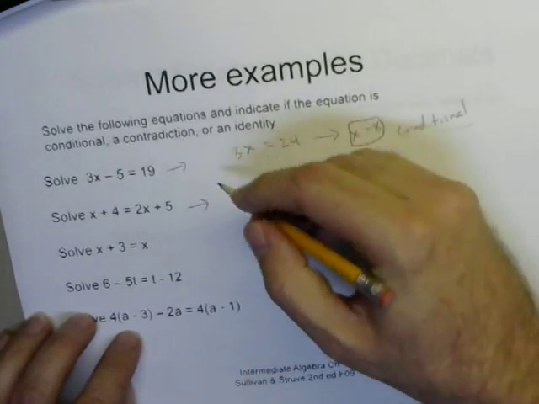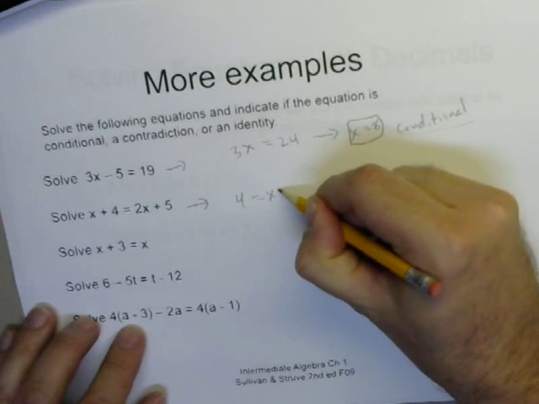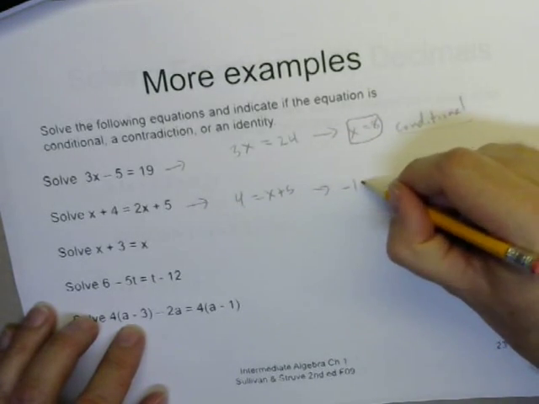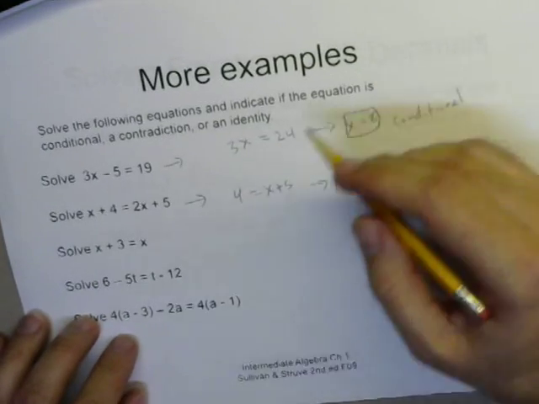Or for something like this, again, you would maybe subtract an x from both sides to get 4 is equal to x plus 5, and then subtract 5 from both sides, so you'll get negative 1 is equal to x. So that would also be an example of a conditional equation.